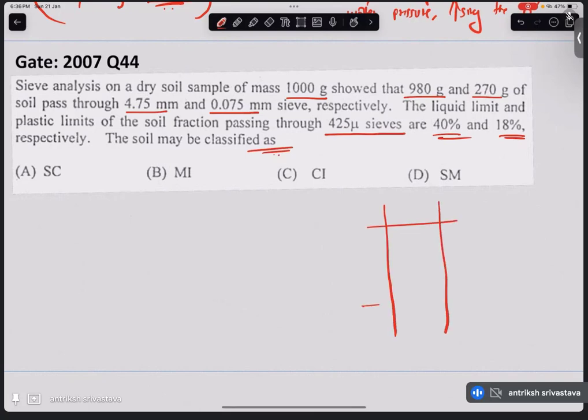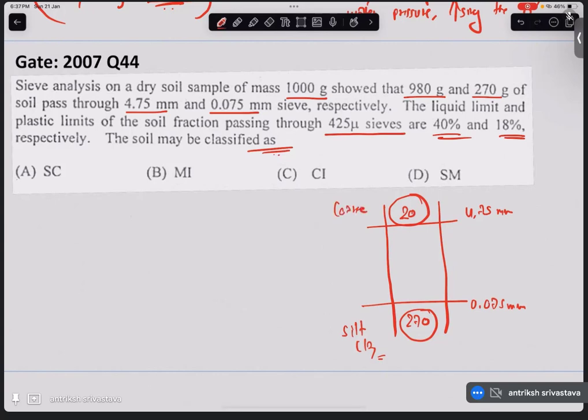When we perform sieve analysis, out of these 1000 grams, 980 pass the 4.75 mm. That means this soil is definitely not coarse, because only 2% of the soil was retained above the 4.75, so it is definitely below gravel. And 270 grams pass through 0.075 mm, so the silt and clay ratio is also very less, only 27%, and coarse also is very less, 2%. Only thing remaining is sand.